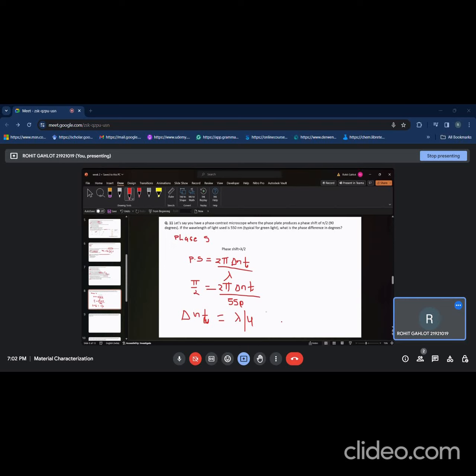And then if we try to find delta n, that is the difference between the refractive indexes, it will come around 34 or 35, 34.37 exactly. So we can say that the refractive index of your specimen relative to the surrounding medium is around 34.37. Okay, now moving to the next problem.